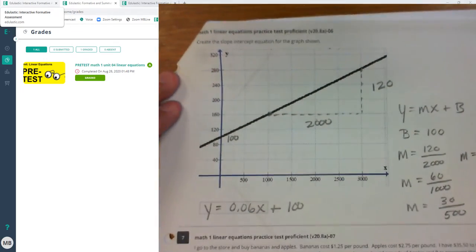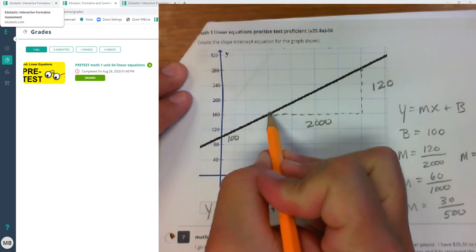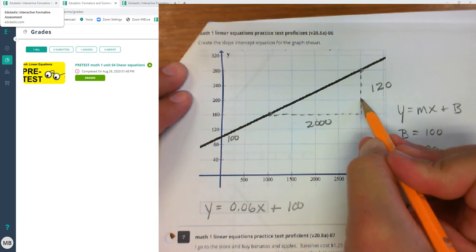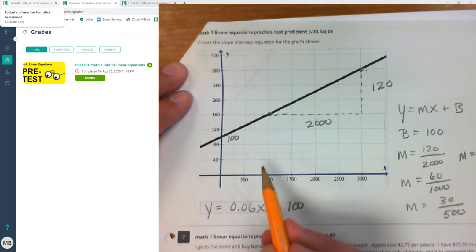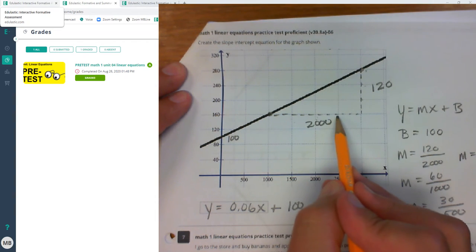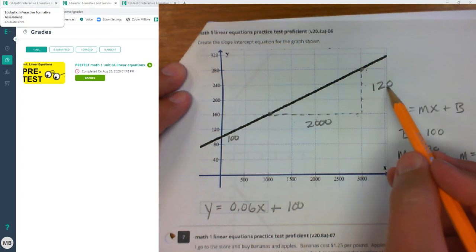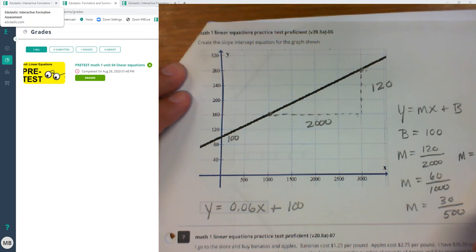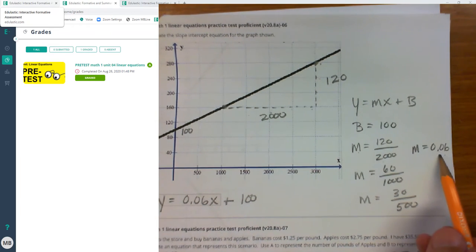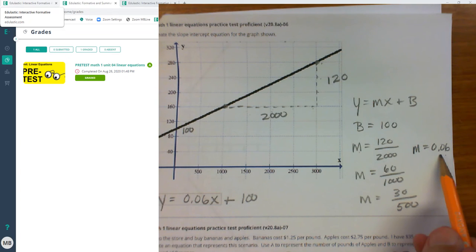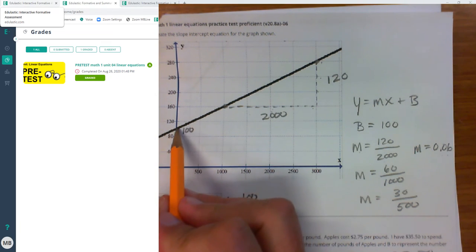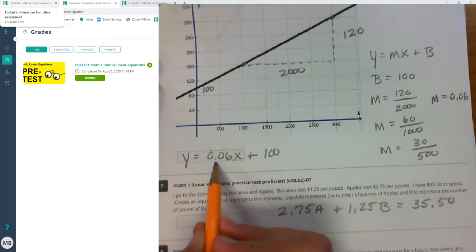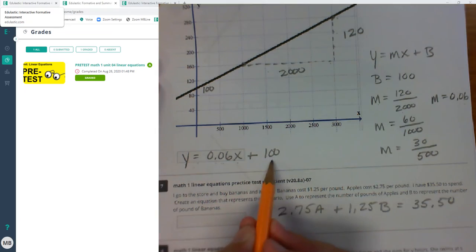This one, I need to create the equation for it. In order to create the equation, I need to find the slope. So I find two good points. Count the rise, which is going by 40: 40, 80, 120. Count the run: 500, 1,000, 1,500, 2,000. So my slope is 120 over 2,000, which is 0.06. My y-intercept is right here at about 100. So putting it all together, y equals the slope, 0.06x, plus the y-intercept, which is 100.